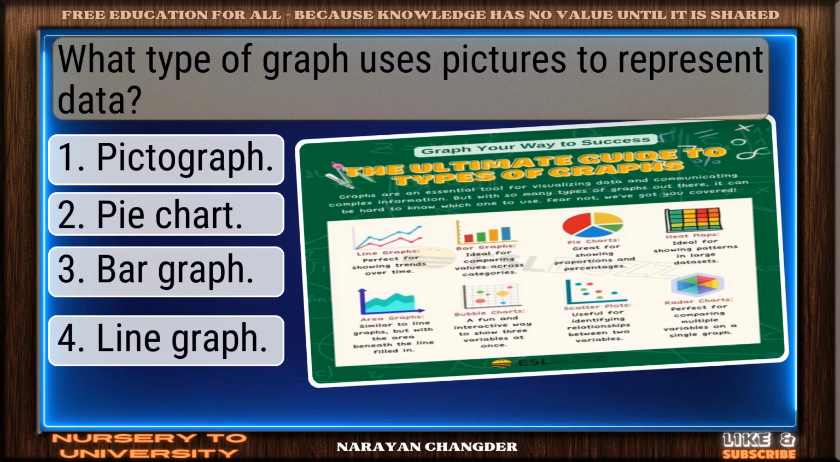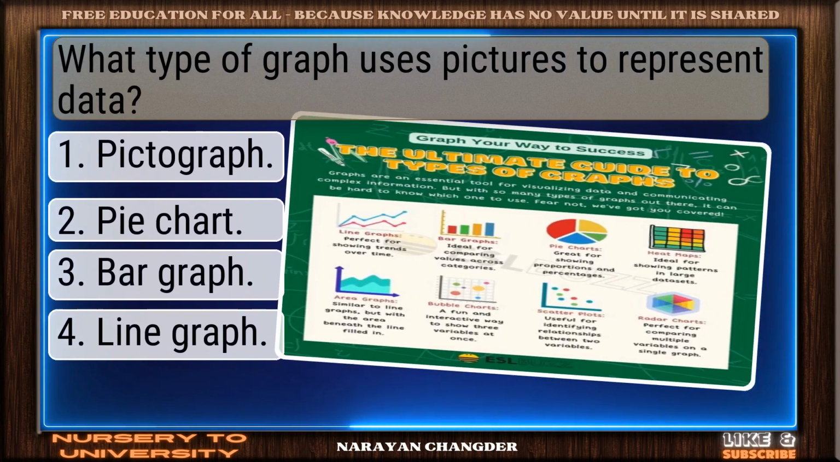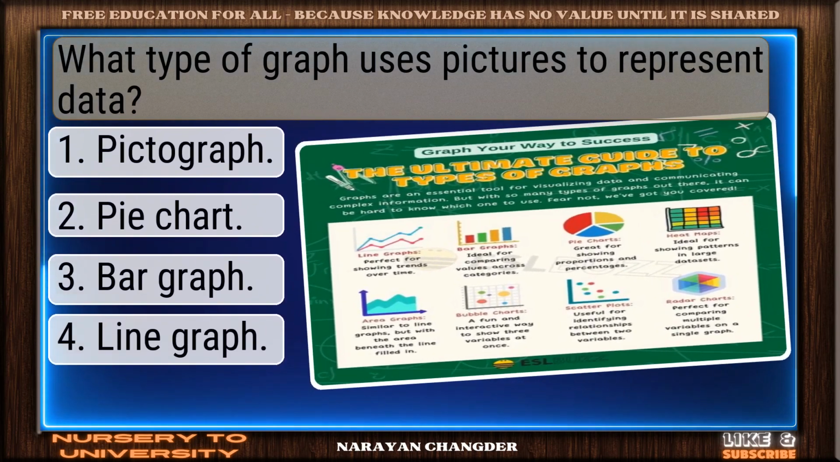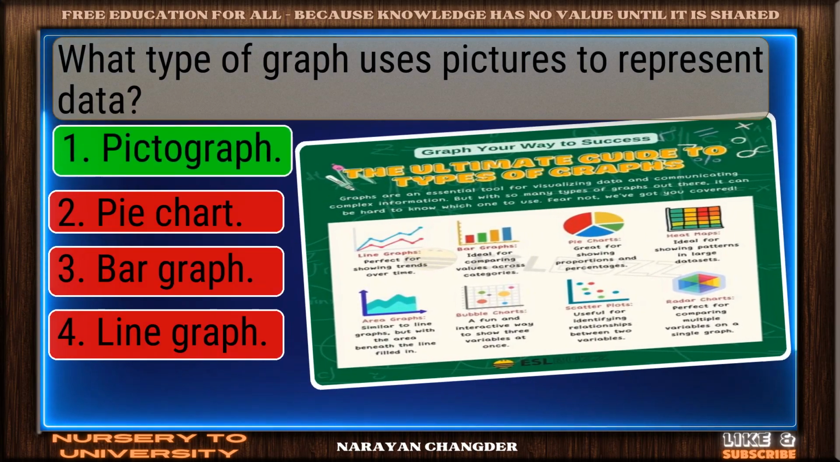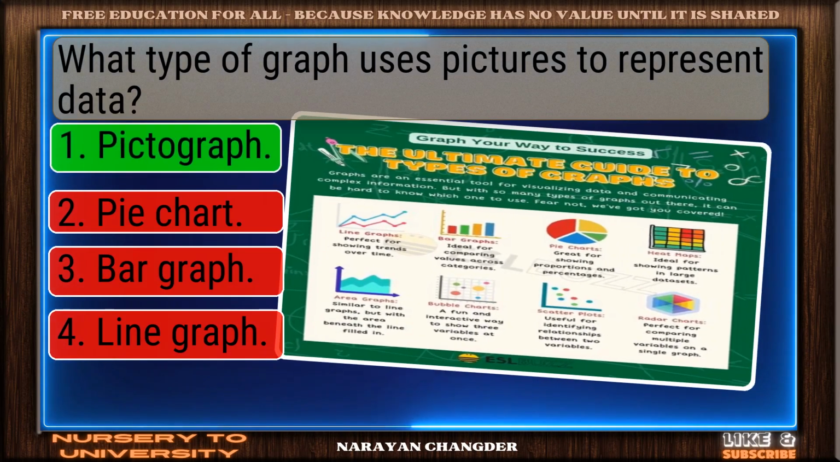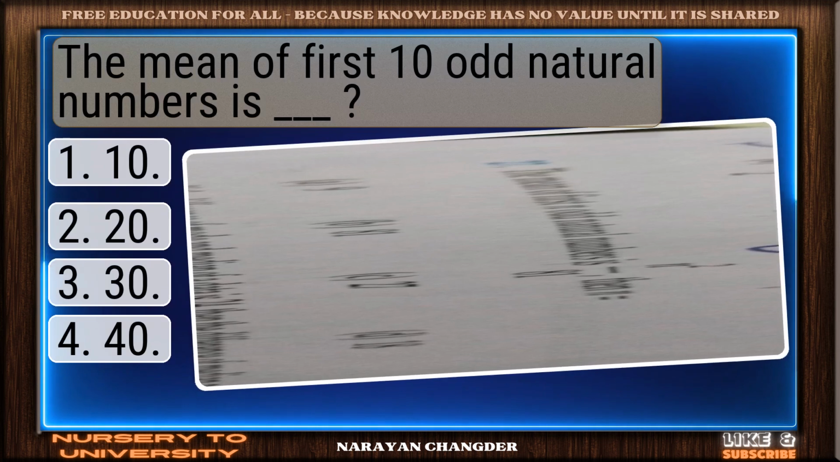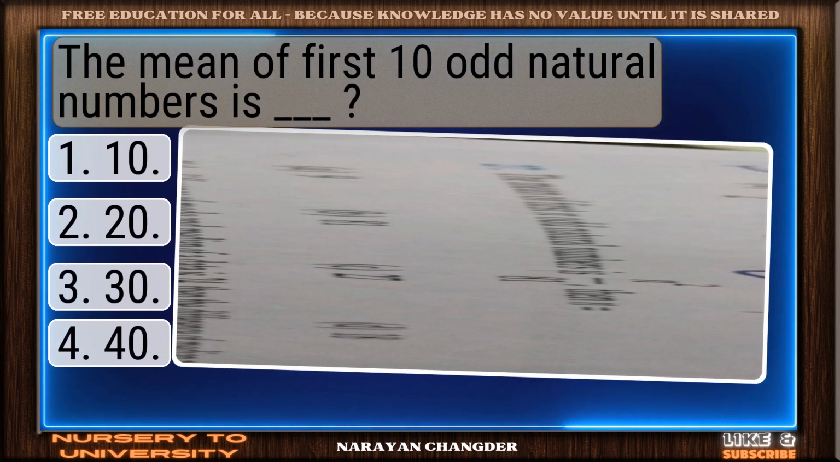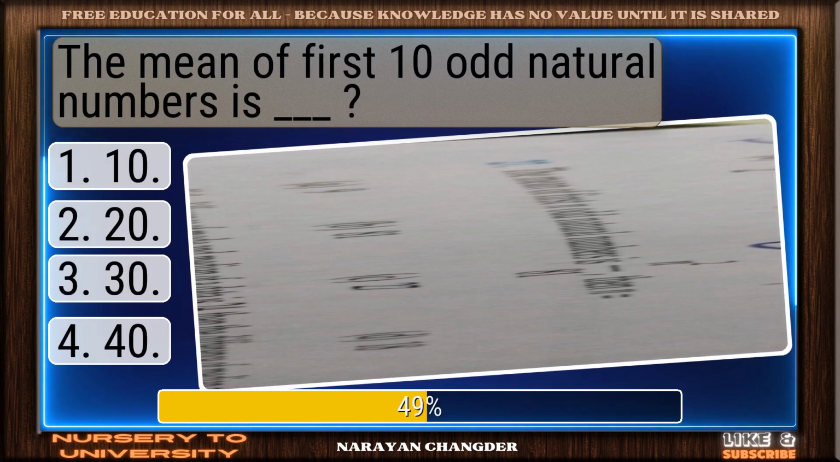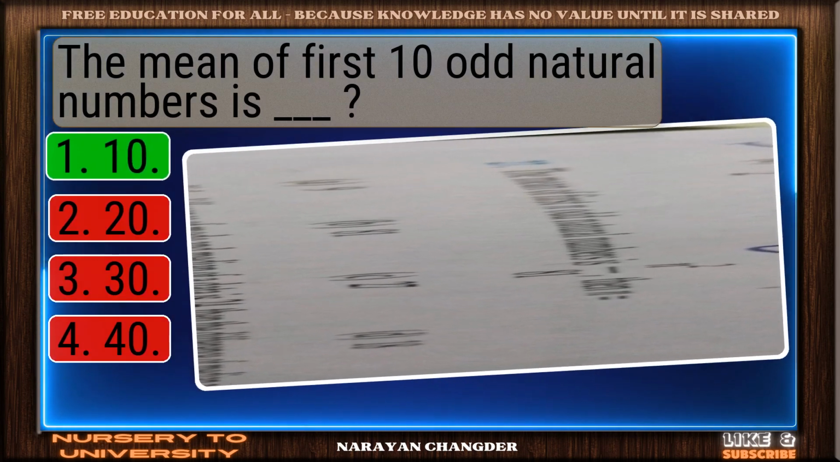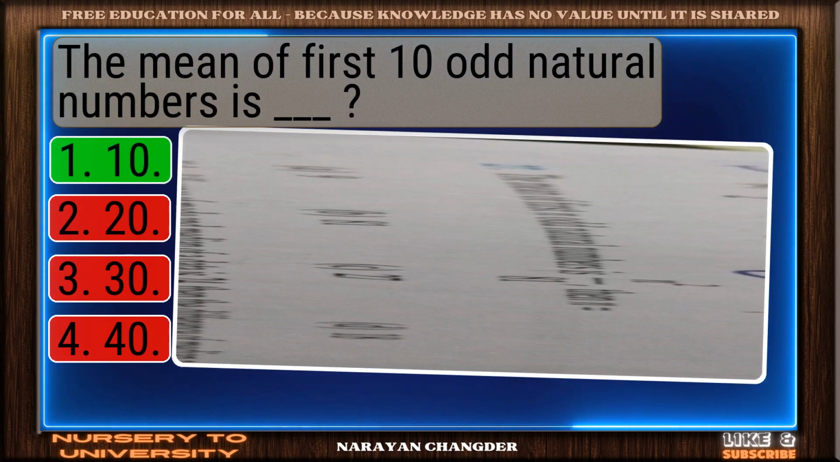Question number 171. What type of graph uses pictures to represent data? Nice work. You chose pictograph, and it is correct. Question number 172. The mean of first 10 odd natural numbers is dash. Solid response. 10 is a valid choice.